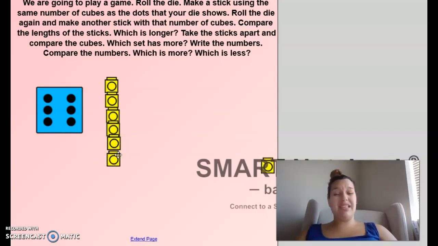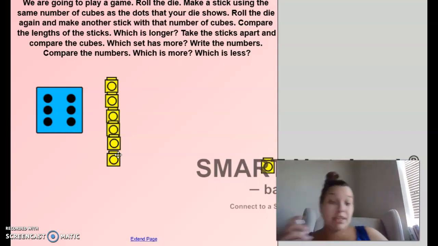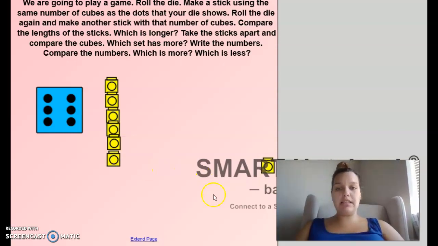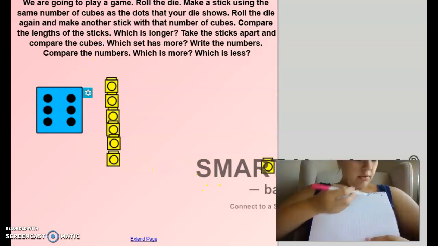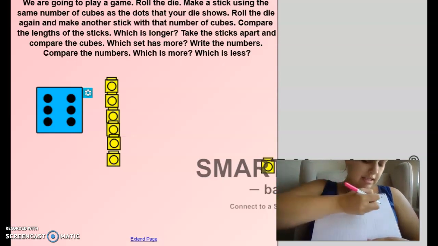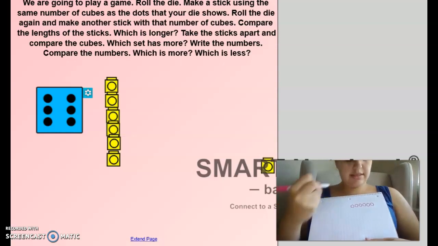Since our cubes aren't sticking together so well, let's pause and let's both go get a piece of paper or something to write on and something to write with. Go ahead, pause me, and that's how we'll play our game today. Okay, I think this will work much better for us. So I want you to draw 6 circles. 1, 2, 3, 4, 5, 6.